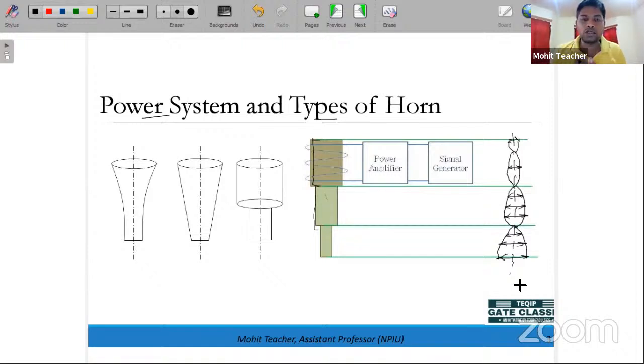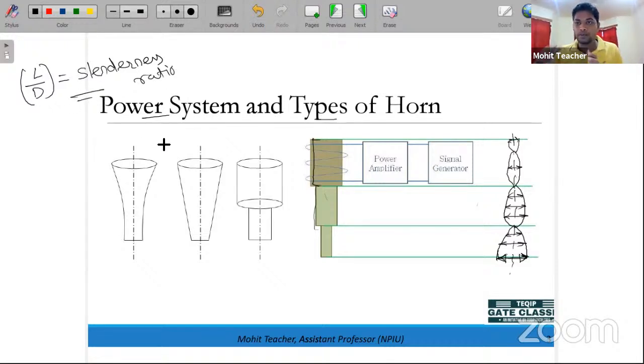You can ask one question: why did I keep the maximum over here only? When we are machining or manufacturing this horn, we keep this L by D ratio, the length to diameter ratio. You have studied in strength of materials that this is the slenderness ratio. So on the basis of that L by D ratio, we are manufacturing these horns.